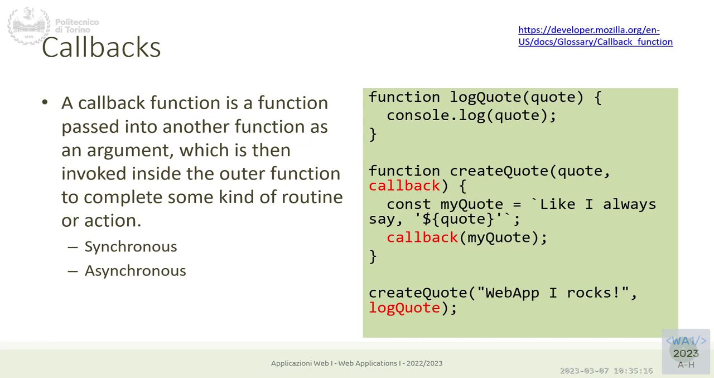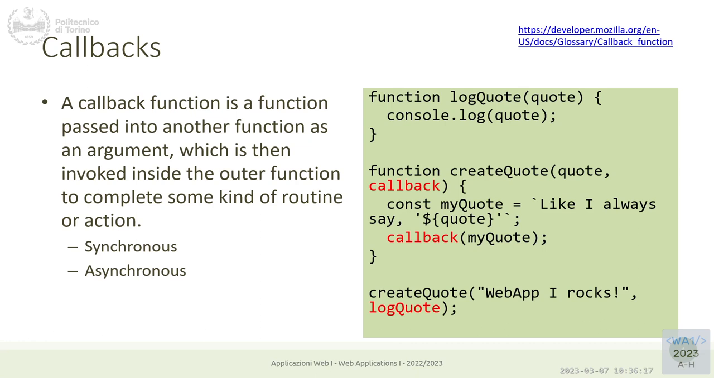Okay, again, the definitions are always difficult to get. We have an example here of a function called create quote that creates a sentence with a quote as an argument, so, okay, I always say goodbye or whatever, and then does something with this string. So I create a string, and I want you to do something with this string. Do something means I print it, I store it into a database, I log it somewhere, or whatever. So the function create quote knows how to create a string, but doesn't know what to do with it.